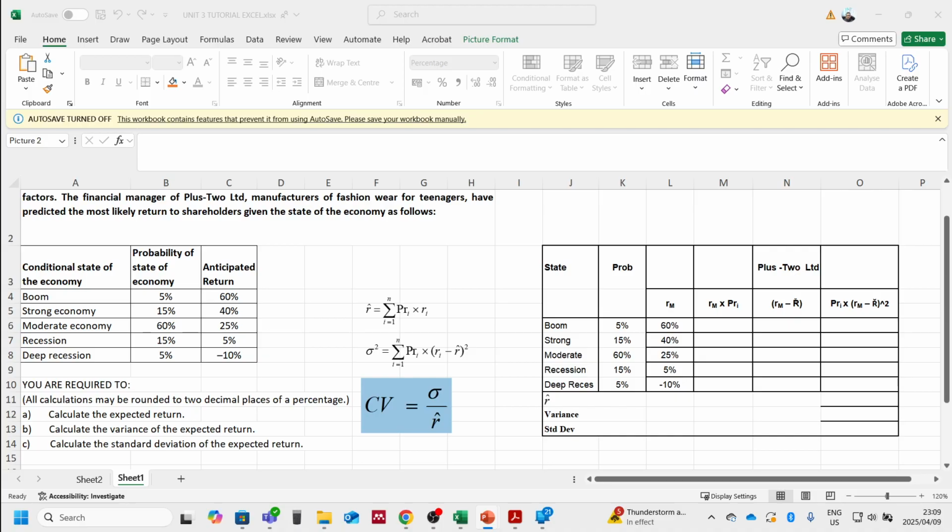What this means is that for each and every percent of return that the company expects, investors could expect the returns to vary by a specific coefficient of variation, which is what this ratio will calculate. If it is 2, it means that for each and every 1% of return we expect, that return to vary by 2%. So that's what the coefficient of variation measures.